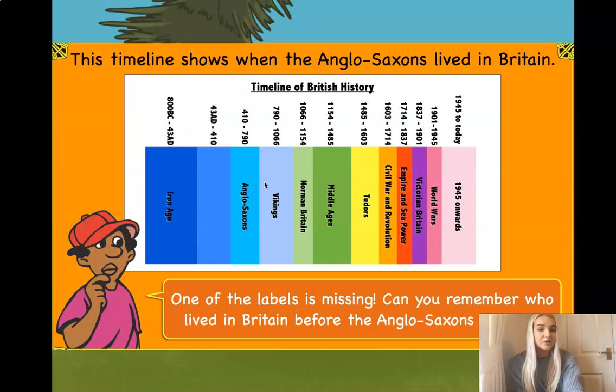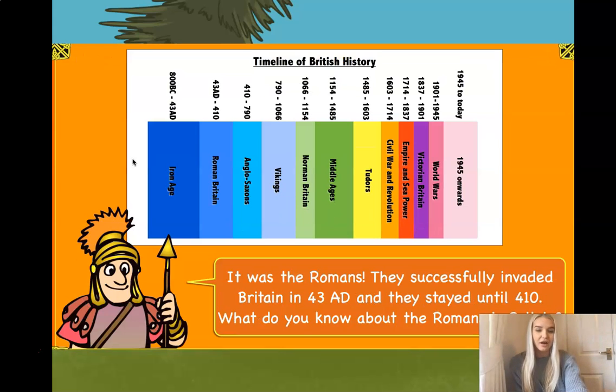This timeline here shows when the Anglo-Saxons lived in Britain, and we can see here, in this blue shade, that they were in Britain between 410 and 790. However, one of the labels is missing. Can you remember who lived in Britain before the Anglo-Saxons arrived? That's right, it was the Romans, and they successfully invaded Britain in 43 AD and they stayed until 410.